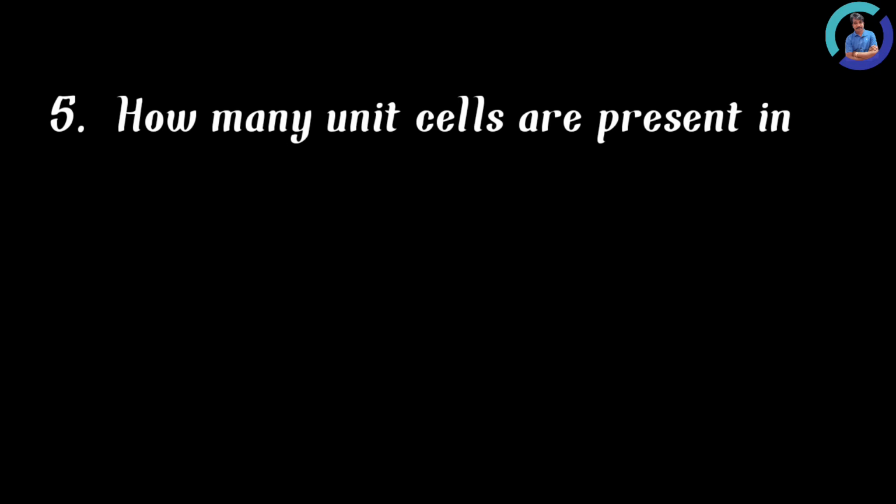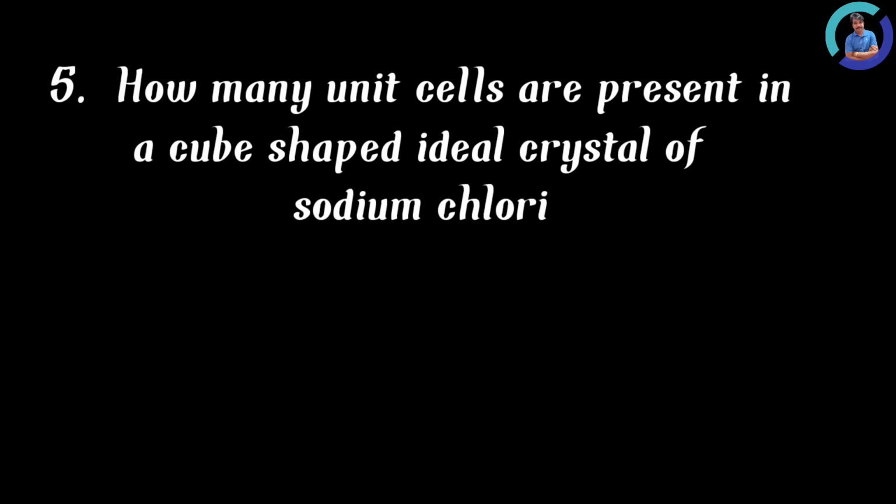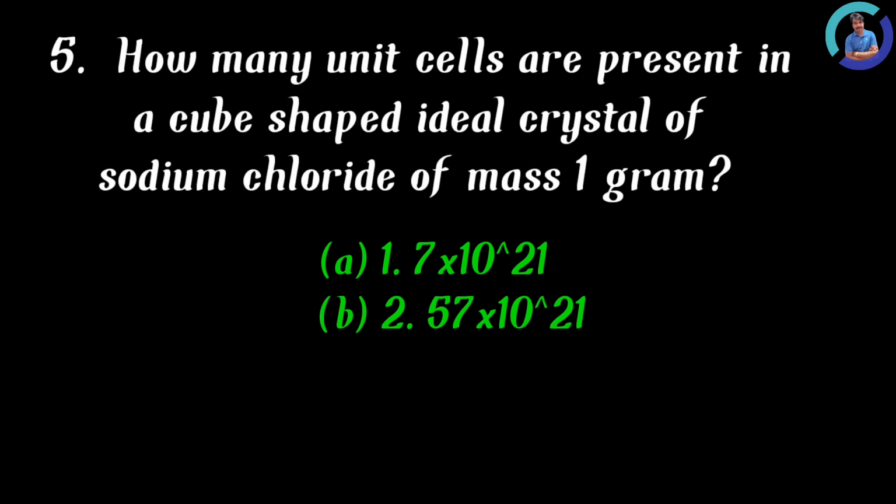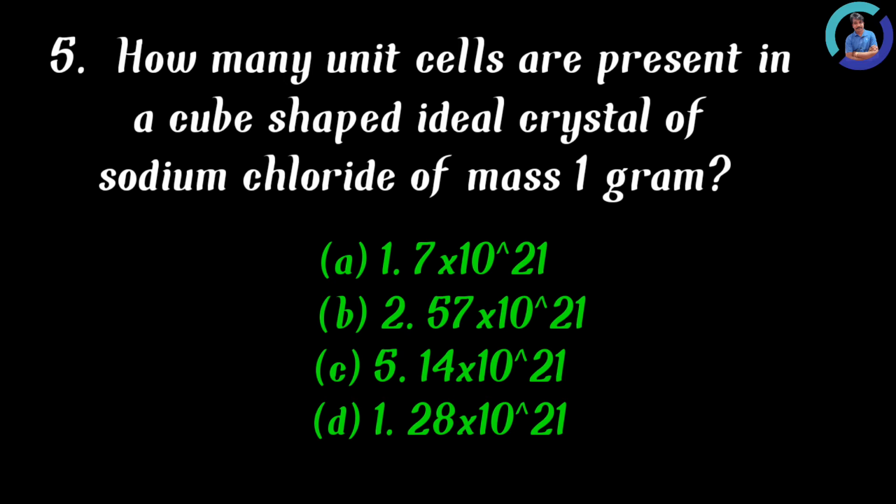Once you check the options, option B, 1.5 into 10 to the power of 23 unit cells, is the correct answer. One more question based on mole concept in relation with unit cell. How many unit cells are present in a cube shaped ideal crystal of sodium chloride of mass 1 gram? Option A, 1.7 into 10 to the power of 21. Option B, 2.57 into 10 to the power of 21. Option C, 5.14 into 10 to the power of 21. Option D, 1.28 into 10 to the power of 21.